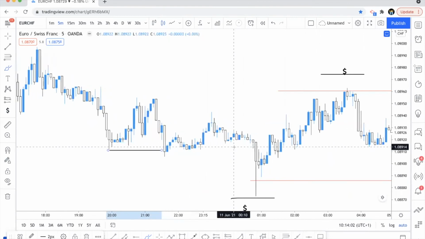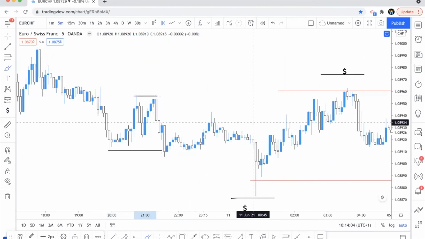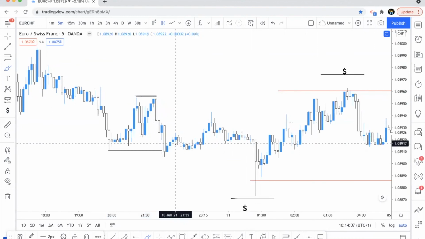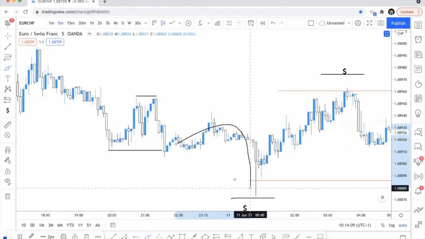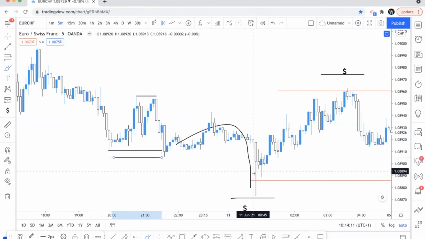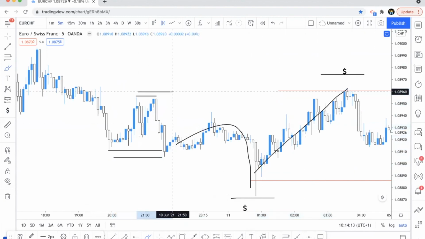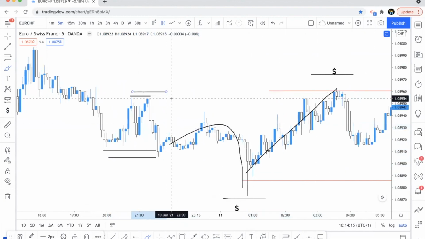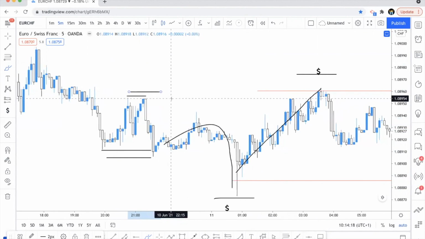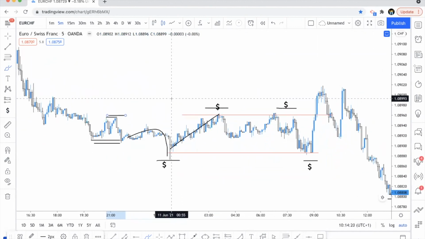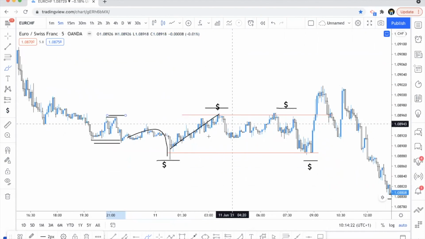Here's another example. Here, a double bottom and a double top. The banks, well, look what they did. They took out liquidity here, and they pushed price up here to take out this liquidity, this form of liquidity right here. So this is how you can identify liquidity, is by simply identifying the double tops and double bottoms.